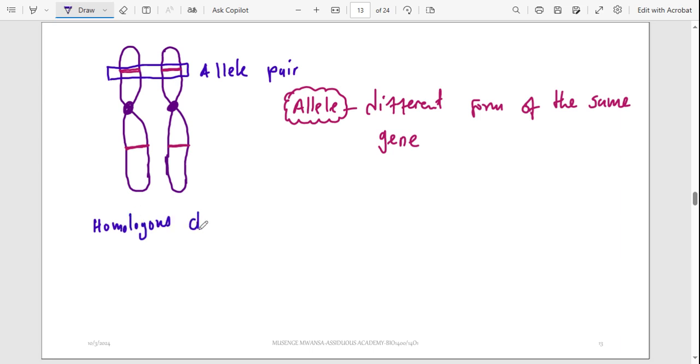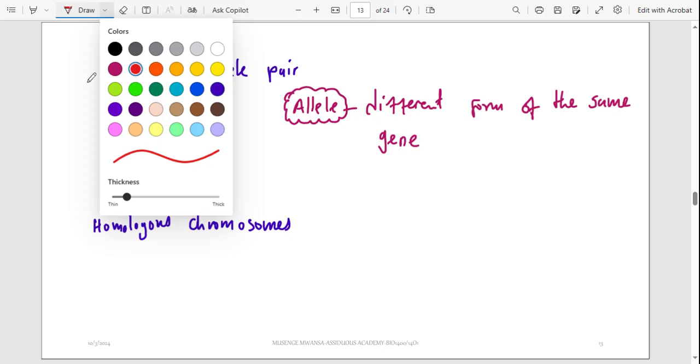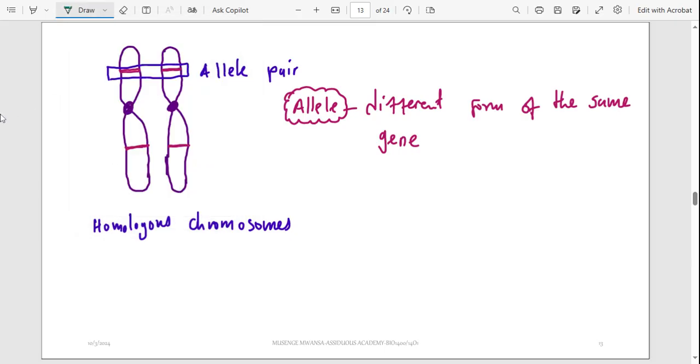So the chromosomes we inherit should be homologous chromosomes. But then what does it mean? What is a homologous chromosome? Or what are homologous chromosomes? For a chromosome to qualify as homologous, number one, they should have the same size, okay, the same size and structure.